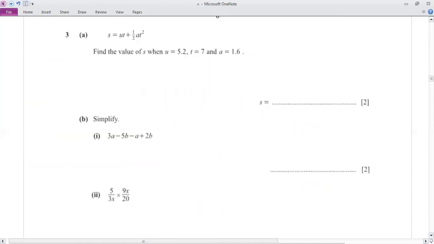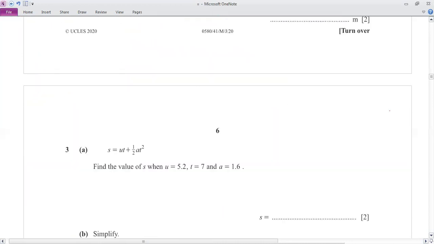Then next is, yeah, new question is starting. Before moving to the new, it's better we complete. Can you rejoin the link, please? Rejoin.